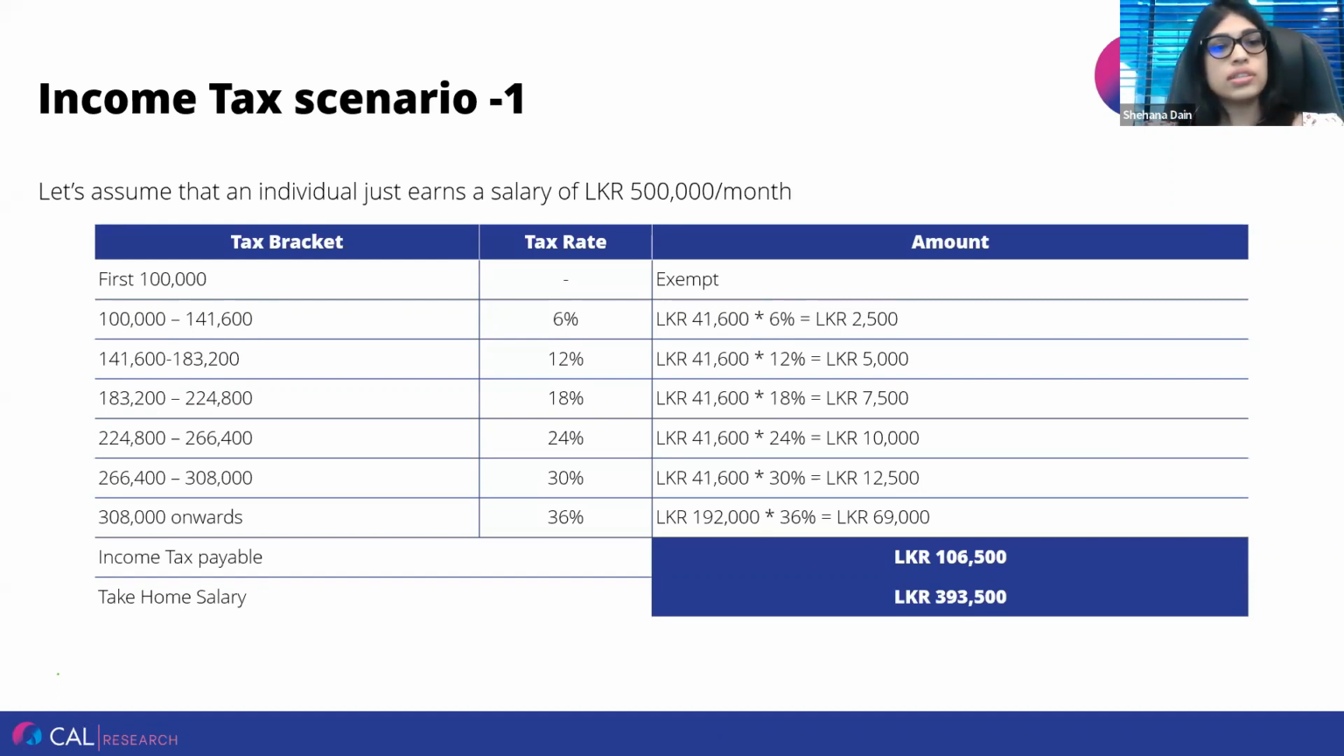And 141,600 to 183,200 will be at 12%, which will amount to 5,000 rupees, and so on and so forth at 18%, 7,500, 24%, 10,000, 30%, 12,500, and finally, the remaining 192,000 will be taxed at 36%, which means 69,000. All of this accumulated will amount to around 106,500. Which means that for this individual, the take home will be 393,500. Next slide, please.